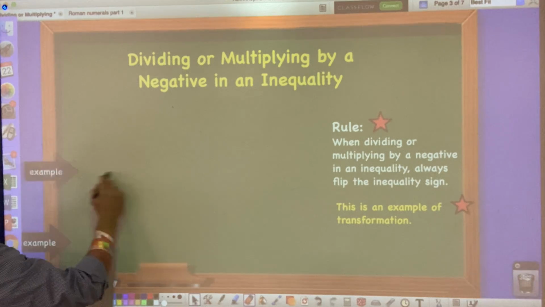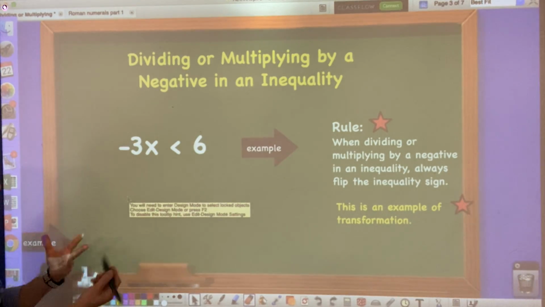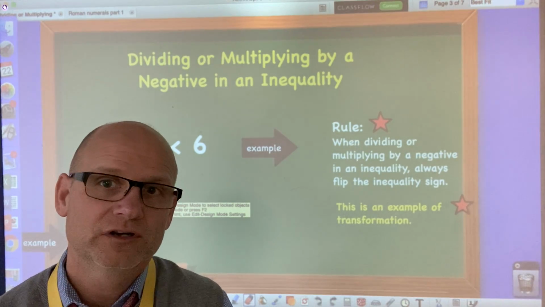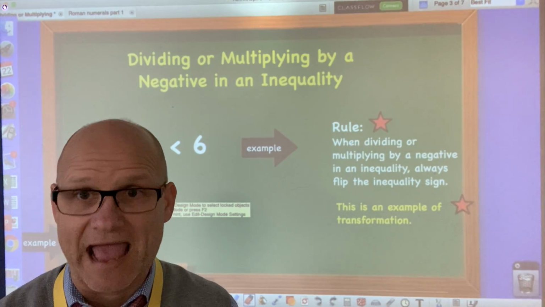Okay, so I'm back. Hopefully you wrote that down. So here, again, we're not really learning anything new as far as how to solve it. The only thing we're learning is what we need to do to the inequality afterwards.